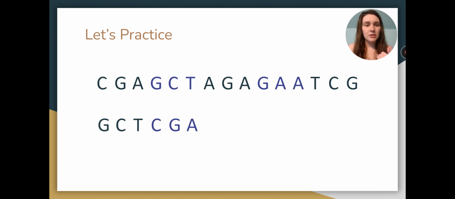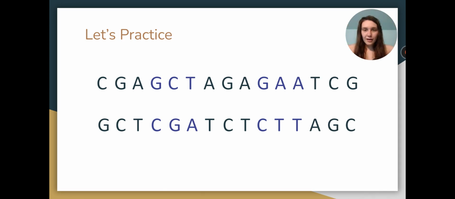So what does A pair with? What does G pair with? What does A pair with? TCT. Next, we have GAA. So G pairs with, A pairs with, and then A pairs with what? Cool. We have CTT. And then lastly, we have TCG. So T pairs with, and then C and G. Ta-da! You've done it.